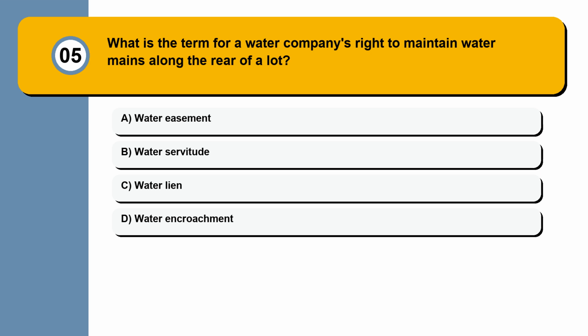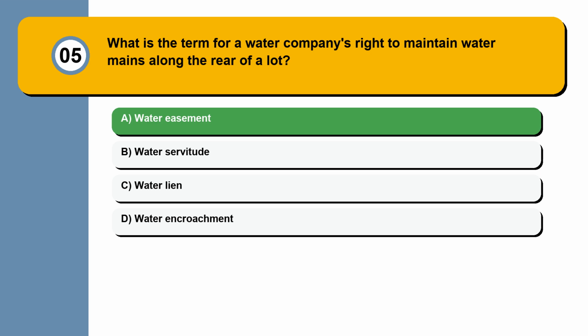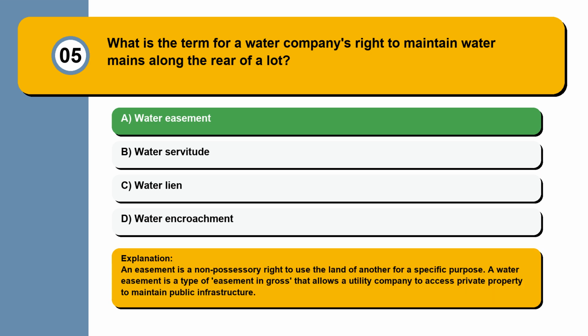Question 5. What is the term for a water company's right to maintain water mains along the rear of a lot? Water easement, water servitude, water lien, water encroachment. An easement is a non-possessory right to use the land of another for a specific purpose. A water easement is a type of easement in gross that allows a utility company to access private property to maintain public infrastructure.